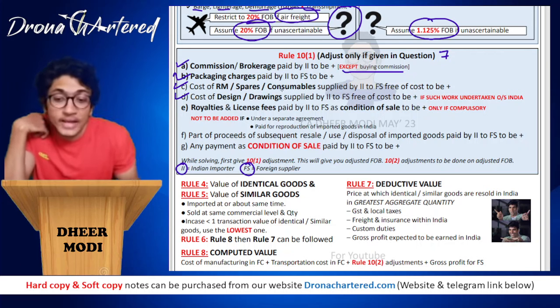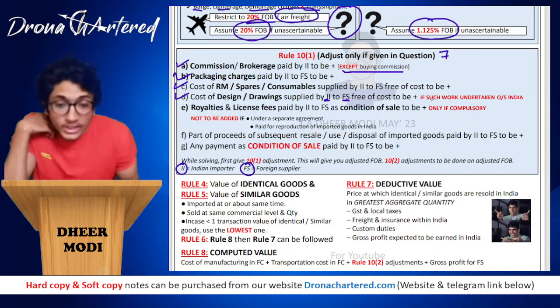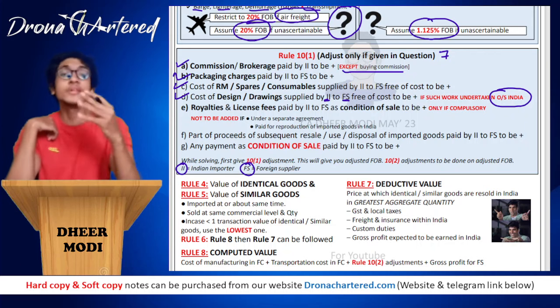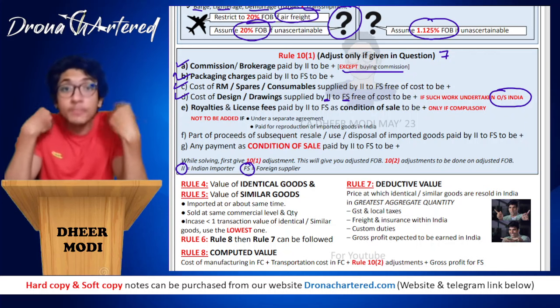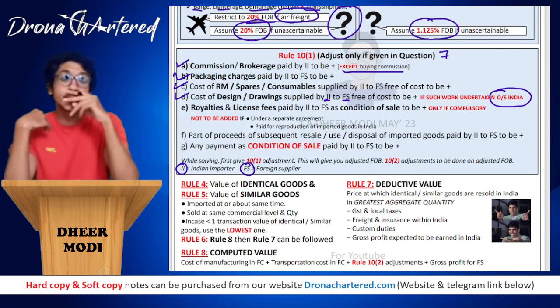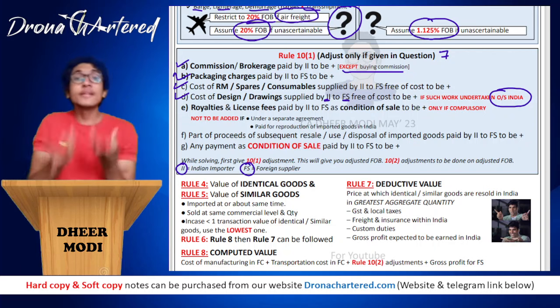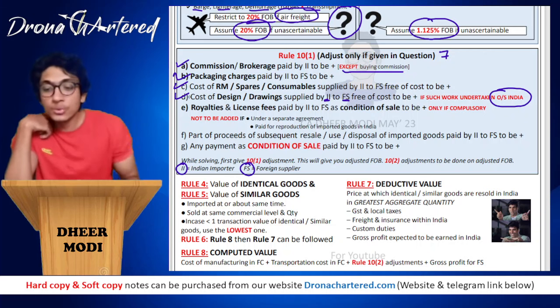Next is your cost of design or drawings. Any design or drawings that are supplied by your Indian importer to the foreign supplier free of cost are to be added, only and only if such work was undertaken outside India. So only and only if this drawing and design work was undertaken outside India and it was supplied by your Indian importer to the foreign supplier free of cost, only then it has to be added. Remember, it has to be done outside India, because if it is done inside India, it is not an import. You are not importing. Only if it is done outside India do you have to add.